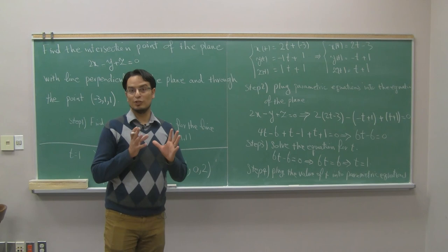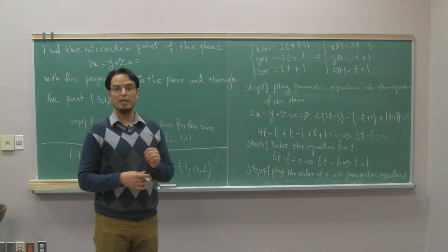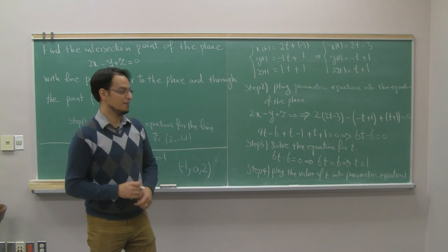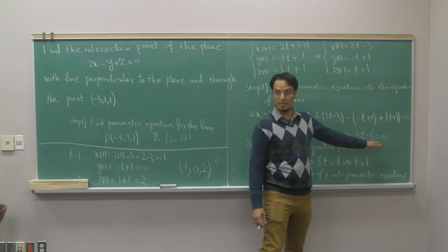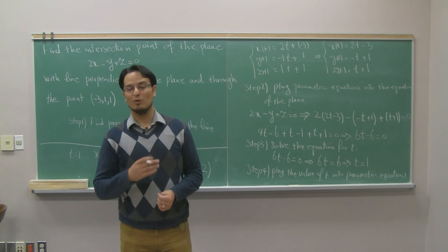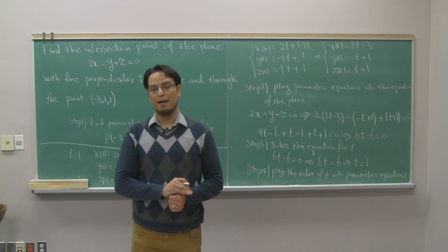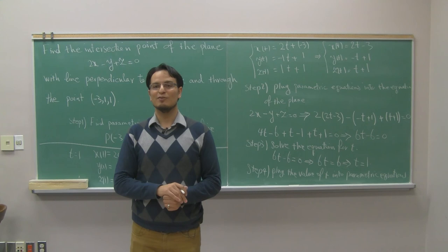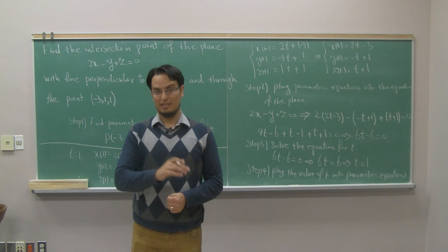When you plug the parametric equations into the equation of the plane, you get an equation in terms of t. In this case, it was 6 times t minus 6 equals 0. Then solve that equation for t and find the value of t, and you're almost done. The only thing you need to do is plug that value of t back into the parametric equations. The values of those parametric equations at that value will give you the intersection point.